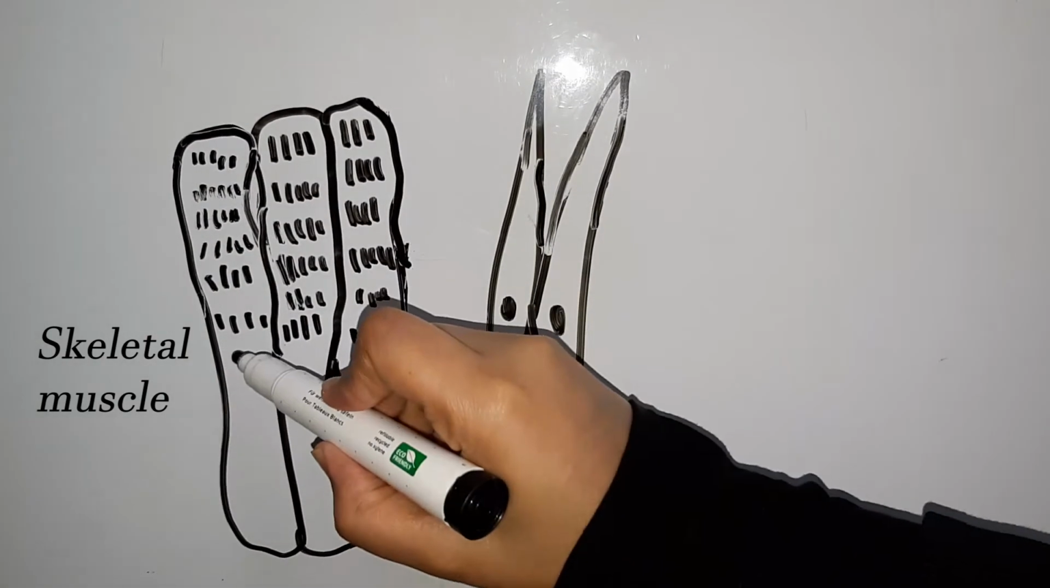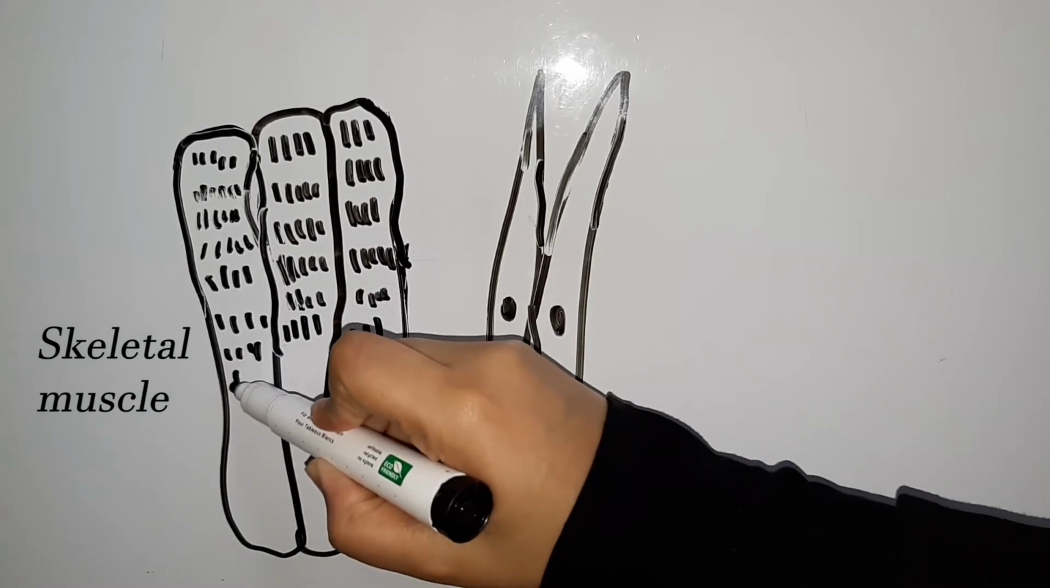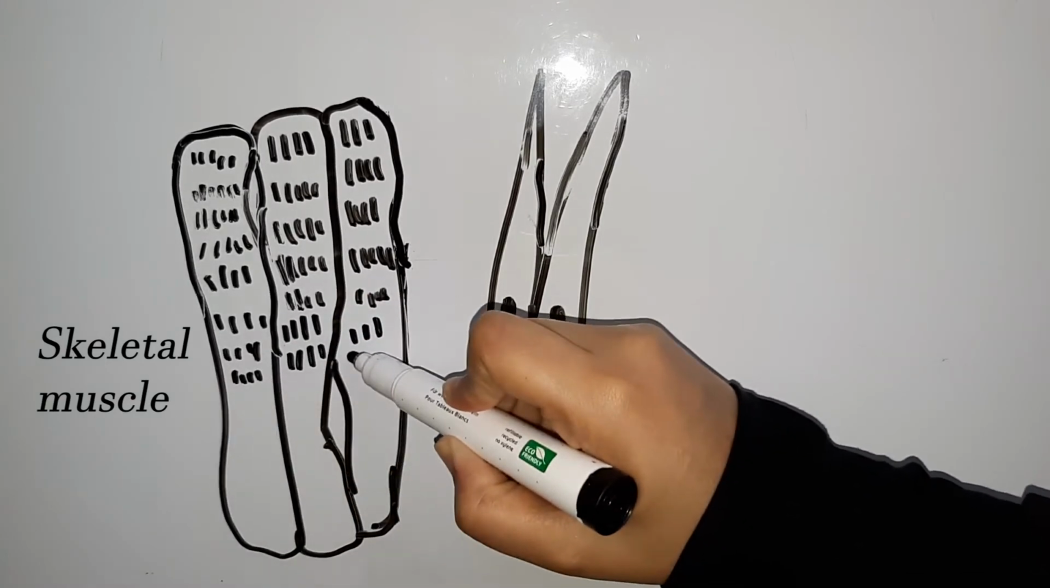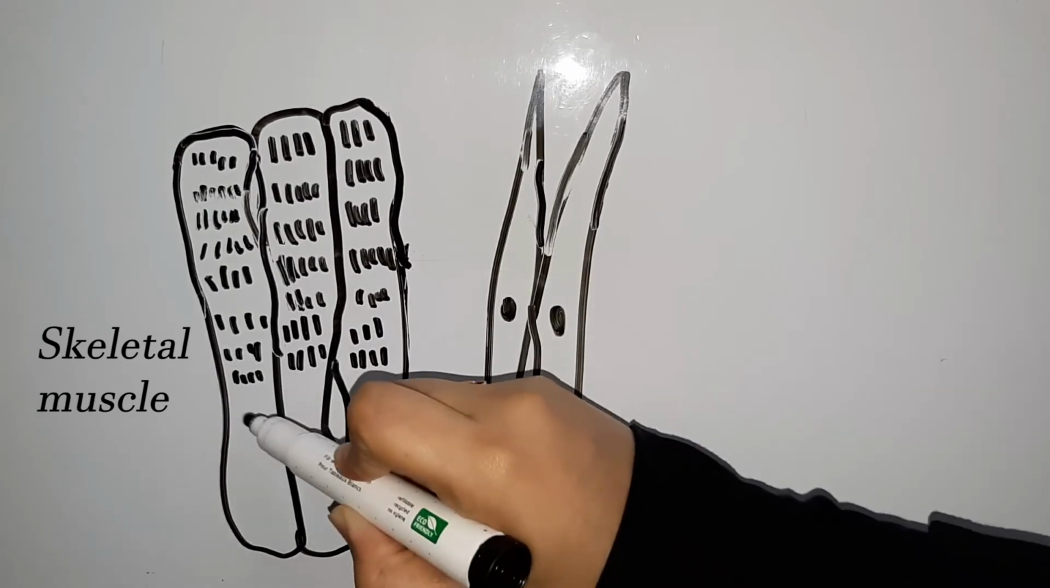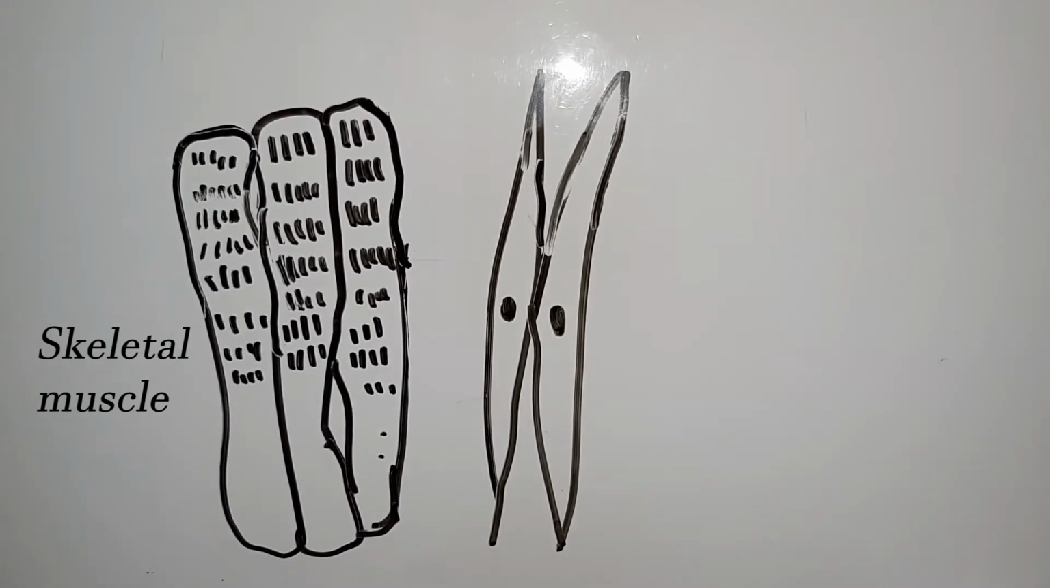I have shown only 3 fibers here for you to understand, and these stria extend throughout the length of these muscle fibers. So it goes throughout. That's why they are also called striped muscle fibers or striated muscles.